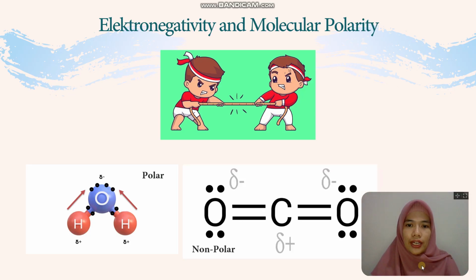In contrast, carbon dioxide has a symmetrical molecular shape. Although oxygen attracts electrons strongly, the electron distribution becomes balanced. This is because the bond polarities cancel each other out. As a result, carbon dioxide is classified as a nonpolar molecule. So, molecular shape also affects molecular polarity.